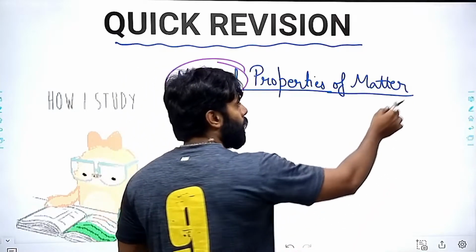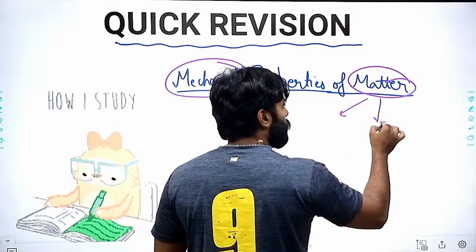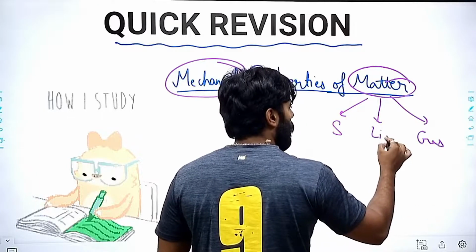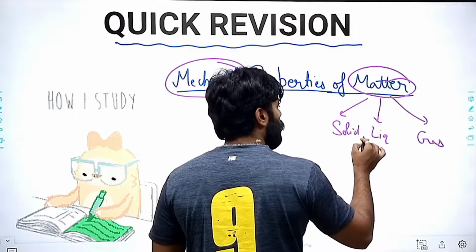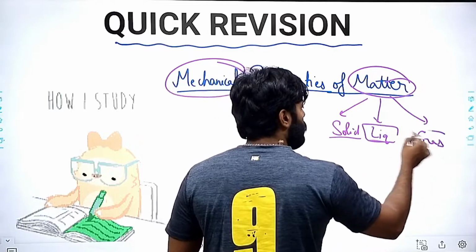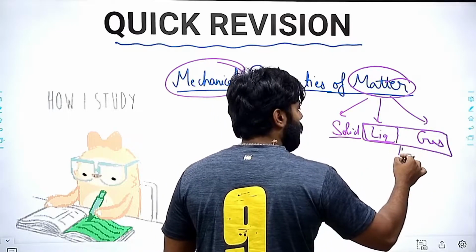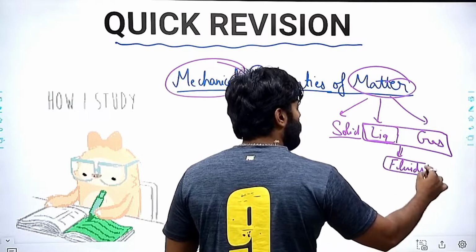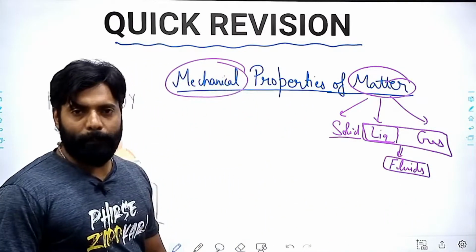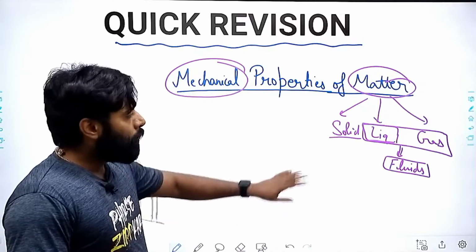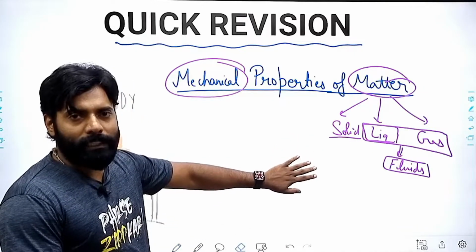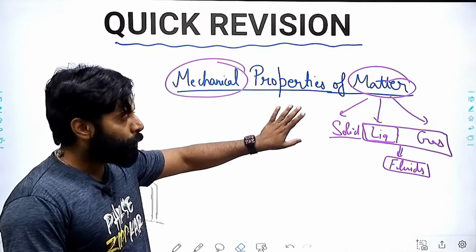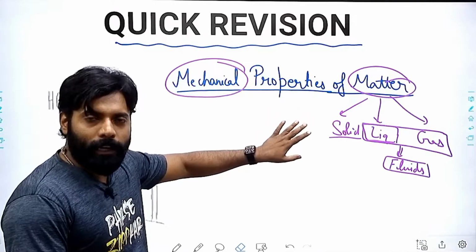And matter, you know, can be classified into 3 parts: solid, liquid and gas. This solid, liquid and gas we will study in fluids. So we have fluid dynamics and fluid statics, completely separate chapters for those. We have mechanical properties of solid in NCERT. If you open it, you will find mechanical properties of solid. So first we will discuss the mechanical properties of solid.